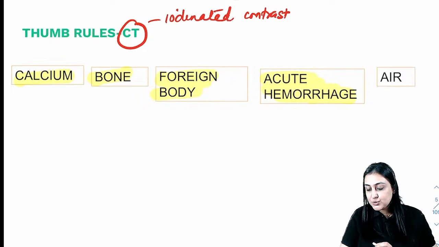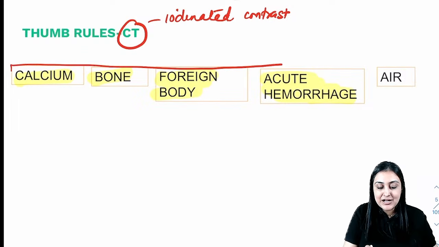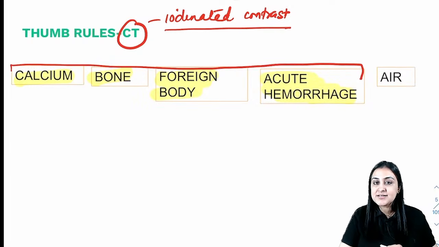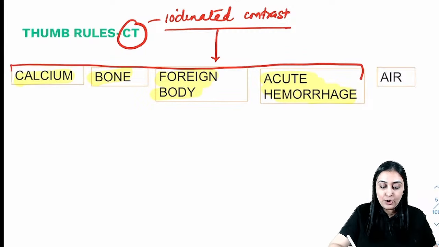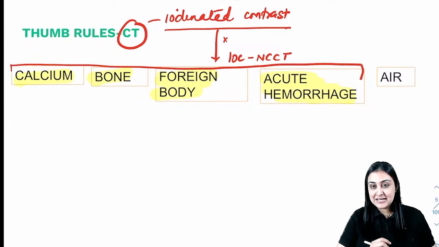So now when I ask you a conceptual question, when I want to see calcium, bone, foreign body, acute hemorrhage, when that is anyways hyperdense, do I need to give contrast? Do I need to give contrast if the thing that I want to see is hyperdense? No need, right? So can I say that in all of these, my investigation of choice is going to be non-contrast CT, NCCT, because what I want to see is anyways white. So there is no need to give contrast in all of these four conditions. Is this making sense? Yes.